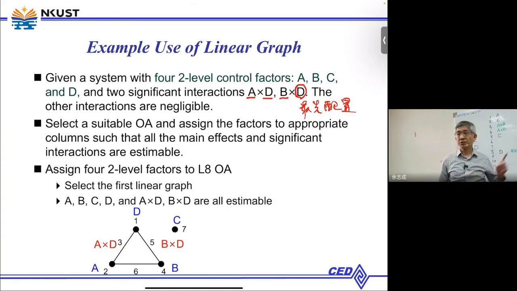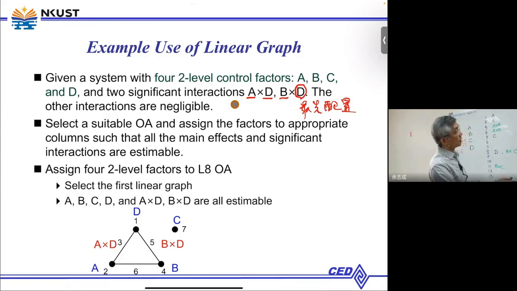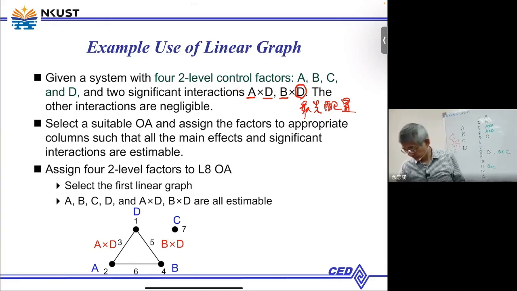Any questions for this example to assign your DOE for 4 two-level factors, and also make sure AD and BD interactions can be estimated? No? Good.